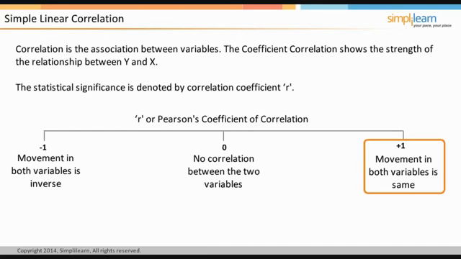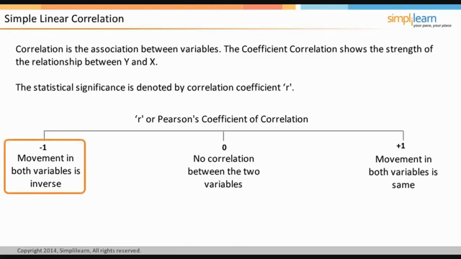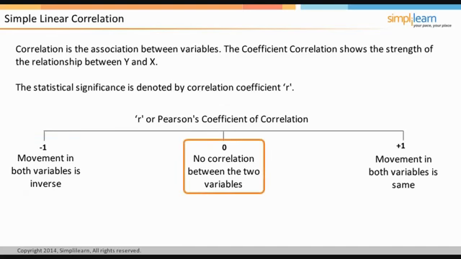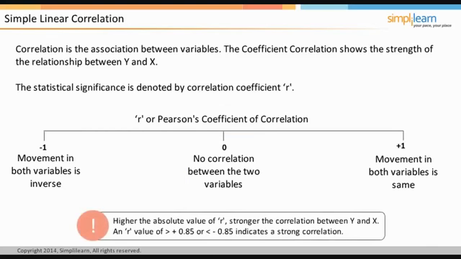In any correlation, the value of the correlation coefficient is always between -1 and +1. Positive value of r denotes the direction of movement in both variables is the same. As x increases, y also increases, and vice versa. Negative value of r denotes that the direction of movement in both variables is in inverse fashion. As x increases, y decreases, and as x decreases, y increases. When the value of r is 0, it means that there is no correlation between the two variables.